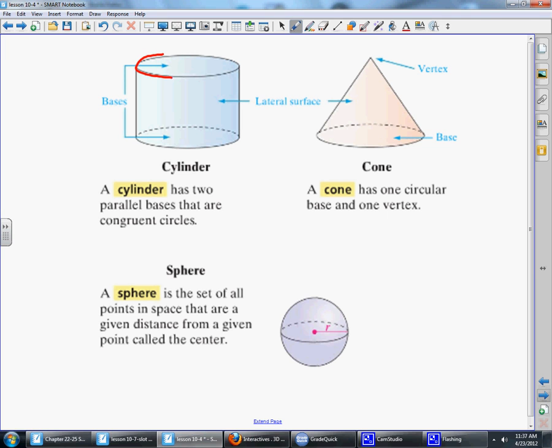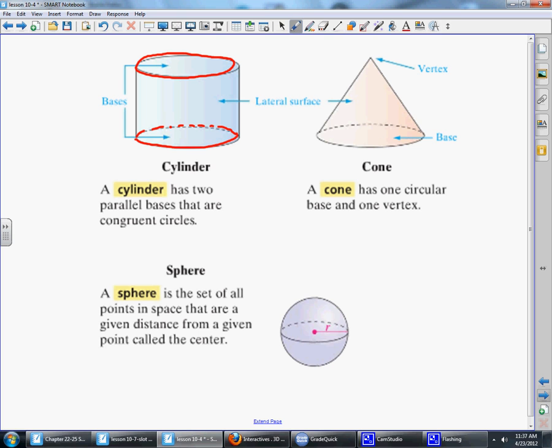So here's the circle on the top. Here is the circle on the bottom. And then the side that wraps around it, kind of like a bean can. If you took the paper off a can of soup or a can of beans or any can of vegetables, that's the lateral surface.